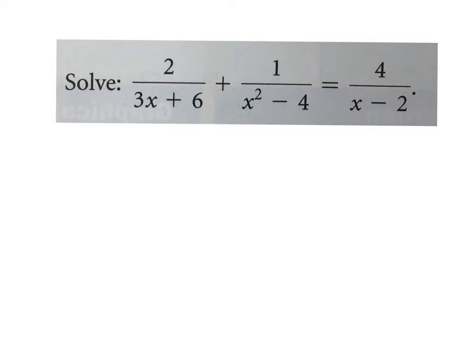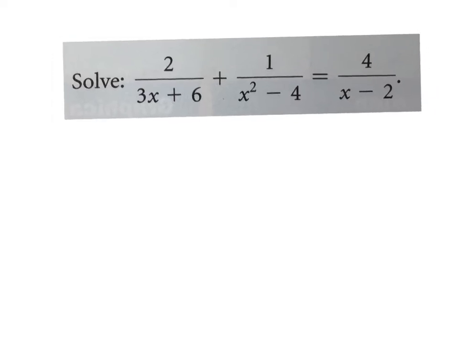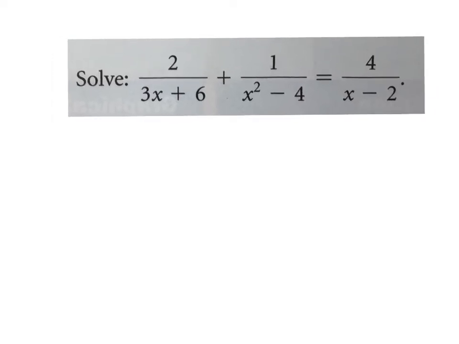On this one, a little bit bigger, a little bit tougher. When you have denominators that you can factor, you need to go ahead and do that first. Like this first one, you can factor out the 3 and make it x plus 2. The x squared minus 4 is the difference of squares. It's x plus 2, x minus 2. The third one you can't do anything with.